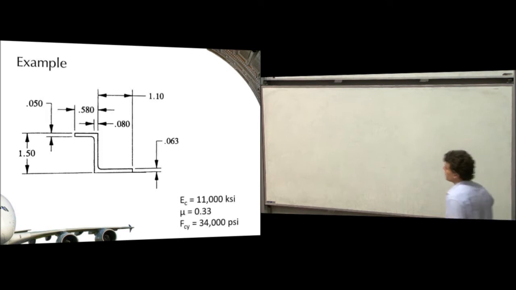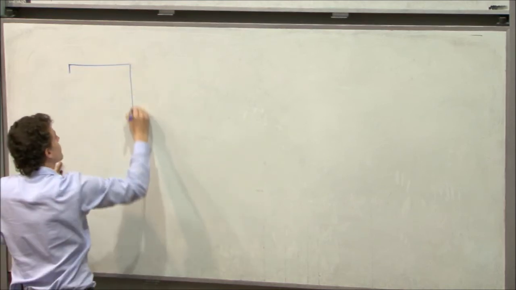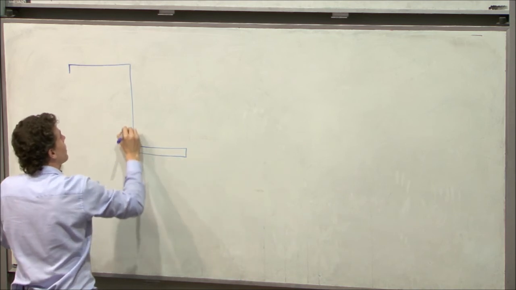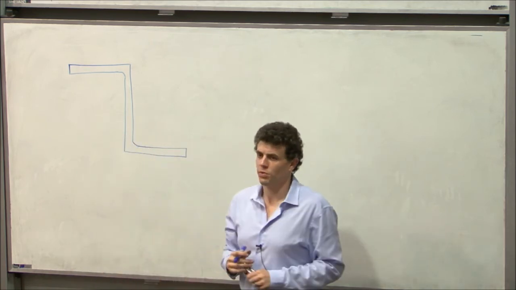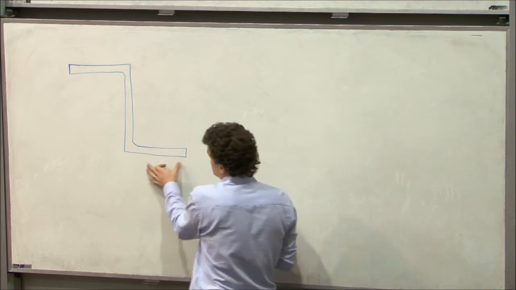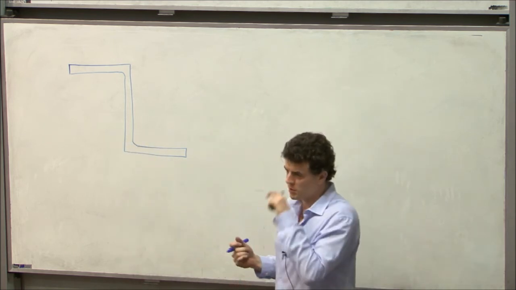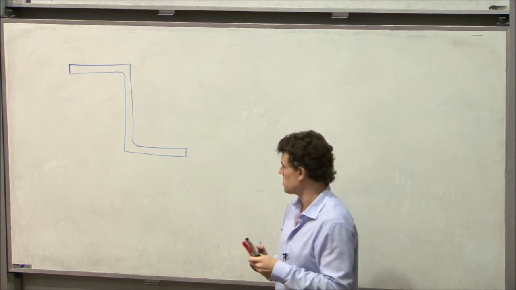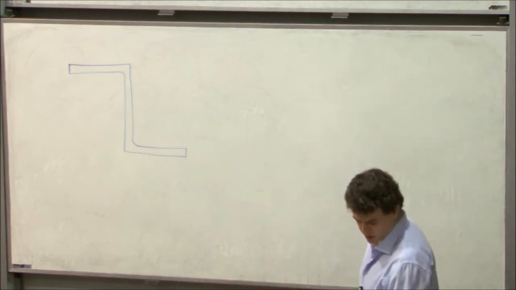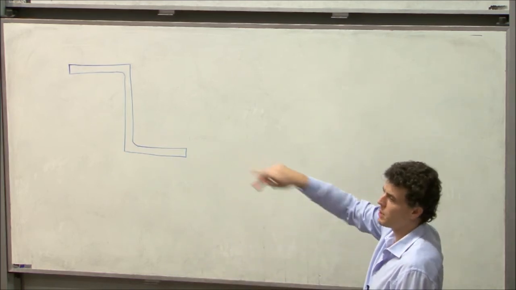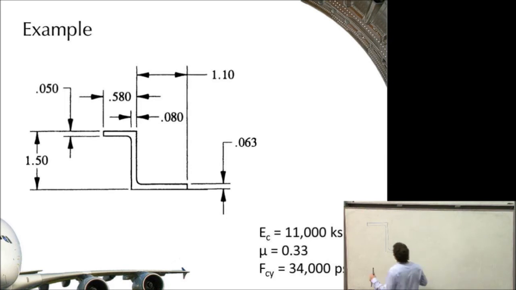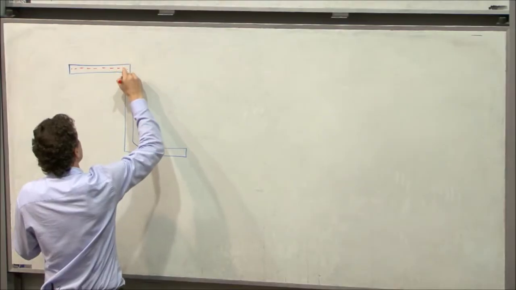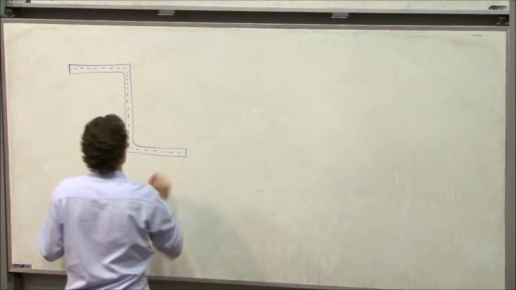And again, this example is from Flabel, so if you've got a copy, you can follow along. With these stiffeners, sometimes our thin-walled approximation is not particularly good because the dimensions start getting comparable, so you have to be a little bit careful about how you measure your dimensions. Technically, the theory wants you to calculate your dimensions from the midplane of the other arm of the stiffener. So in this case, we should work out what our midplane dimensions are.